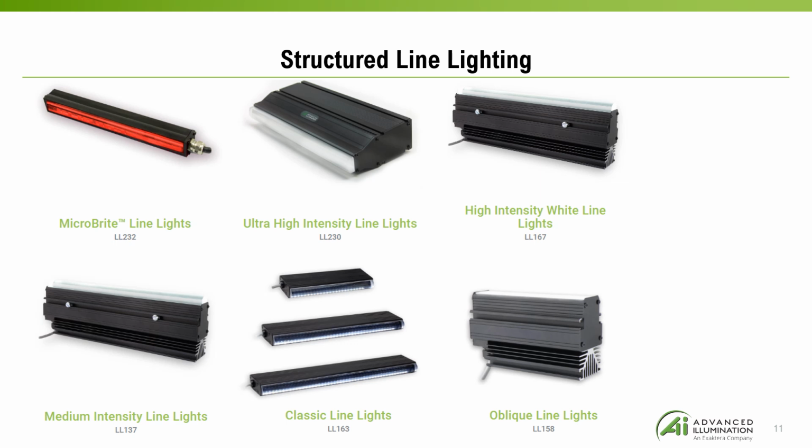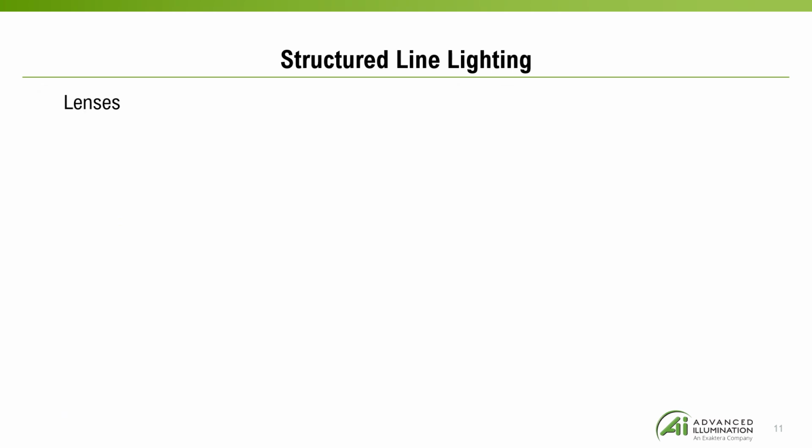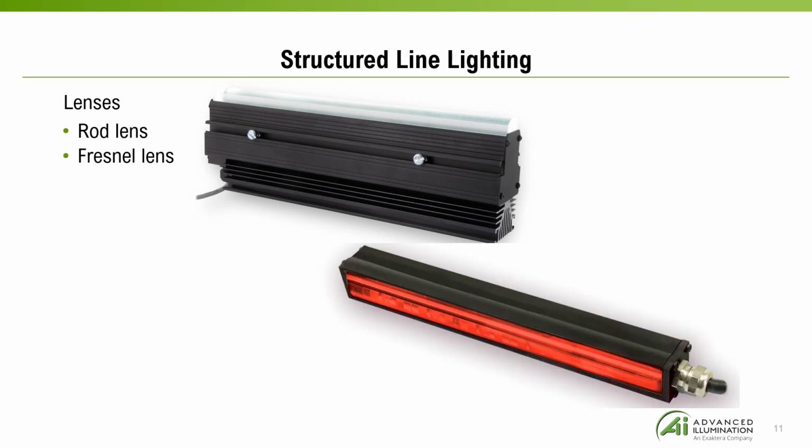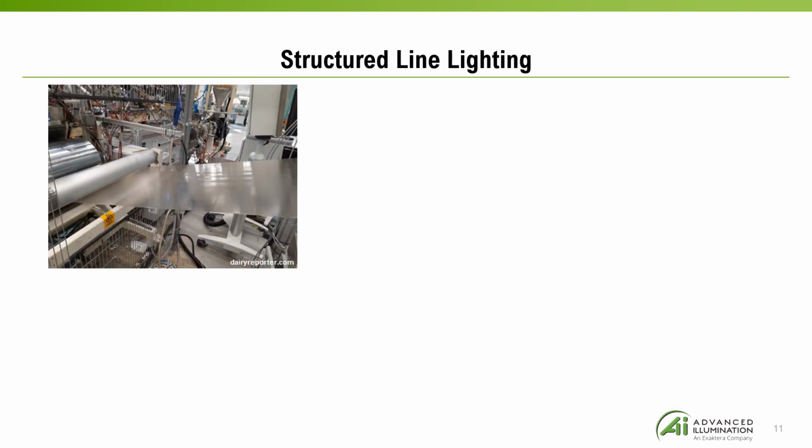Line lights represent a growing application role within the machine vision lighting market. Most line lights employ a rod lens or Fresnel lens to produce a focused line. They are primarily utilized in moving web applications where continuous inspection is required in conjunction with a line scan camera.